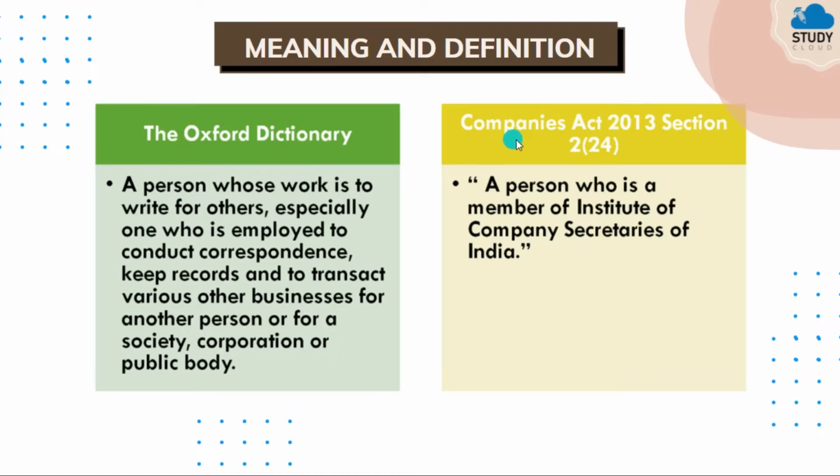Then as per Companies Act 2013 section 2 subsection 24, a person who is a member of the Institute of Company Secretaries of India. So if a person has a membership of the Institute of Company Secretaries of India, that person will be regarded as secretary. So this is also a type of qualification. You just cannot enter your name into the Institute of Company Secretaries of India just like that. You require certain skills and qualification for that.